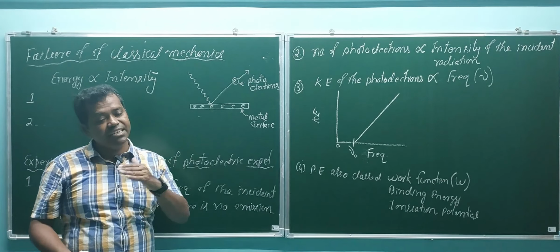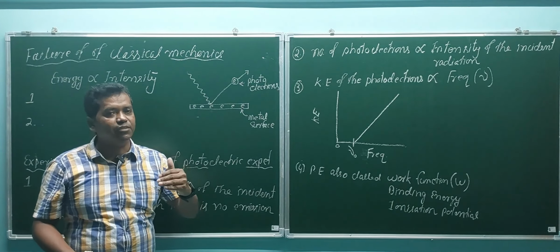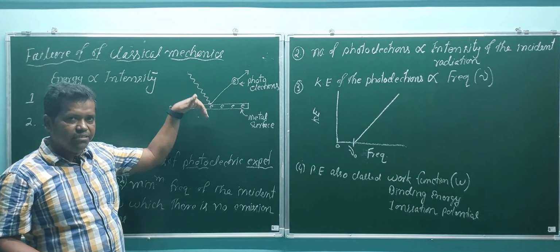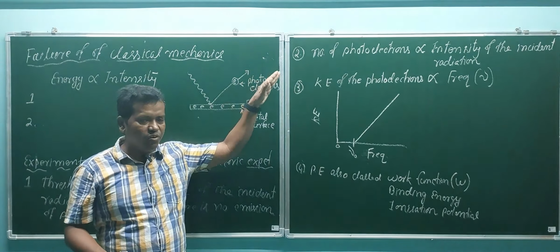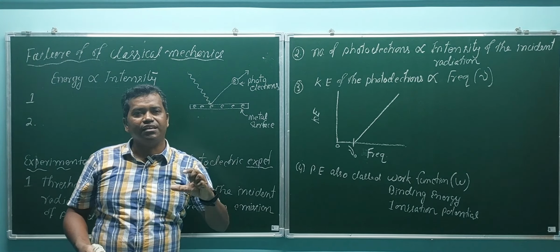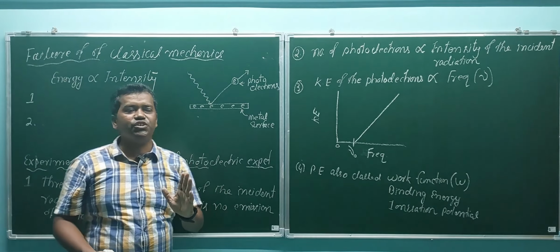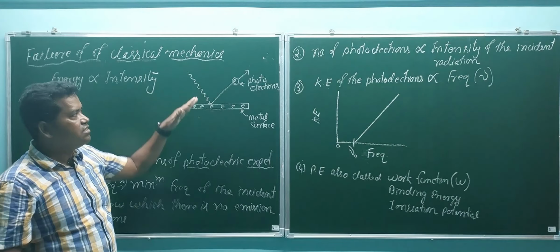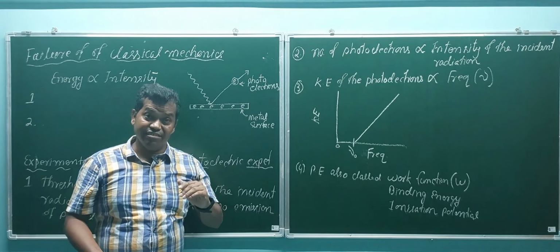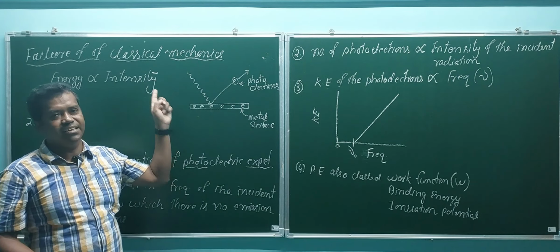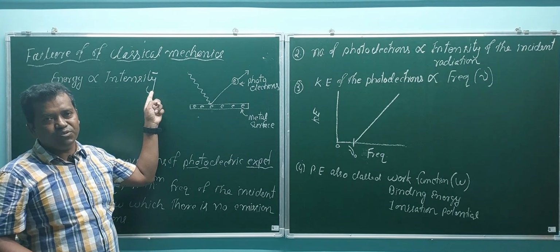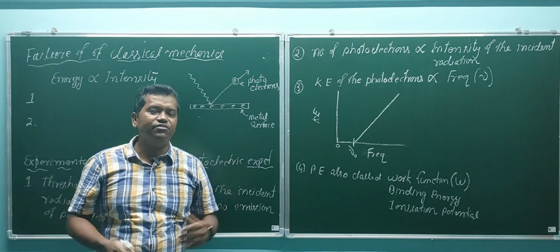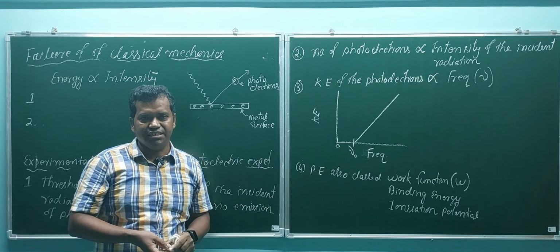Since there is a time interval between the exposure of the radiation and the ejection of the electron. But what is the definition of the photoelectric effect? It is an instantaneous process. As soon as light falls, electrons are ejected. That again proves that energy is not directly proportional to the intensity. So this is the failure of classical mechanics.